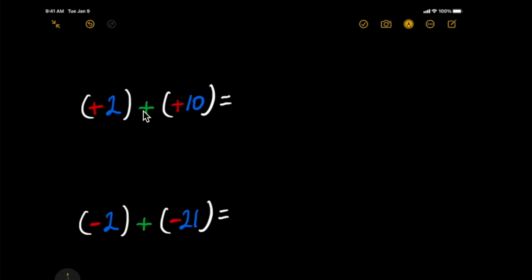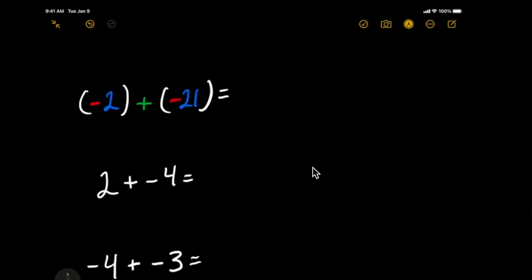Here, we are adding integers. The signs are the same. Therefore, we add the two integers. 10 plus 2 gives us 12, and we use the common sign that they both share in our final answer. Next one. Adding integers. Signs are the same. Therefore, we're going to add the two integers. 21 plus 2 is 23. And we are going to use the sign that they both share, which is a negative.